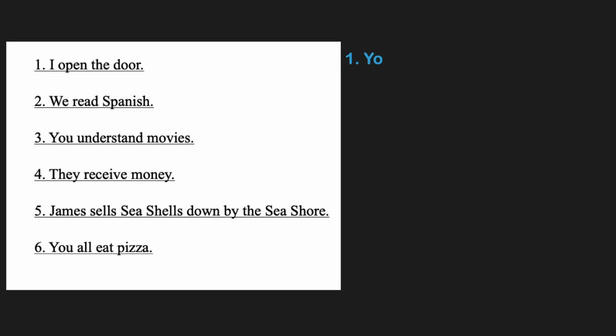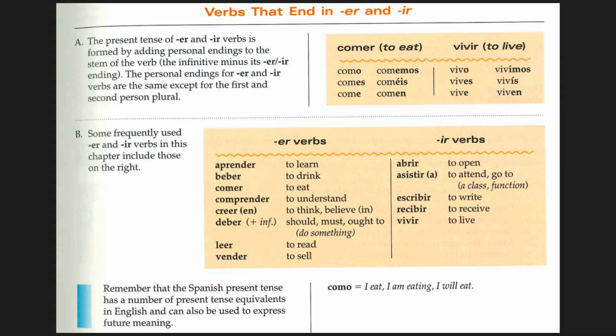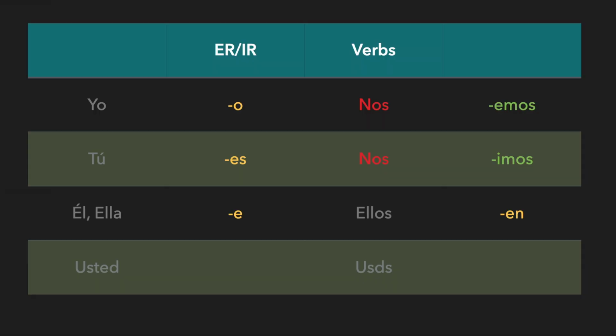All right, number one. I open the door. Cool. So if you notice, I've already placed it in there. Je, that is our pronoun. So now that we know our pronoun, we must go and look for the verb to open. All right. Let's look at our page. Here we go. Here are our verbs. Abrir. It's on the right hand side and it's an IR verb. Perfect. All right. Let's go and place it into our conjugation map.